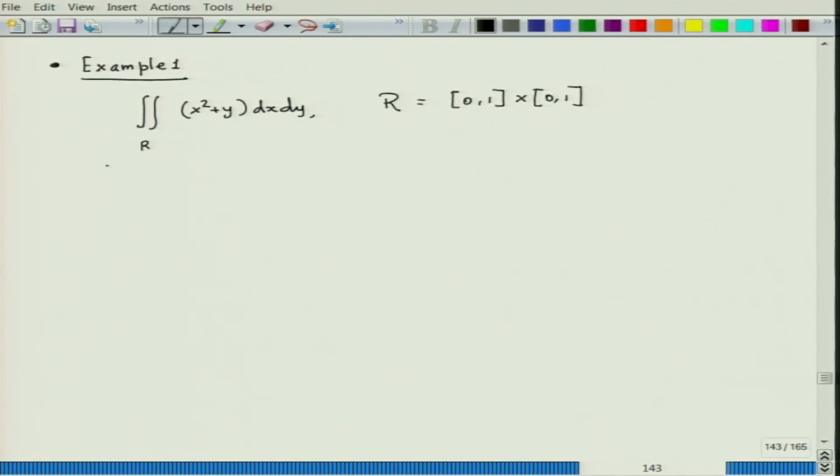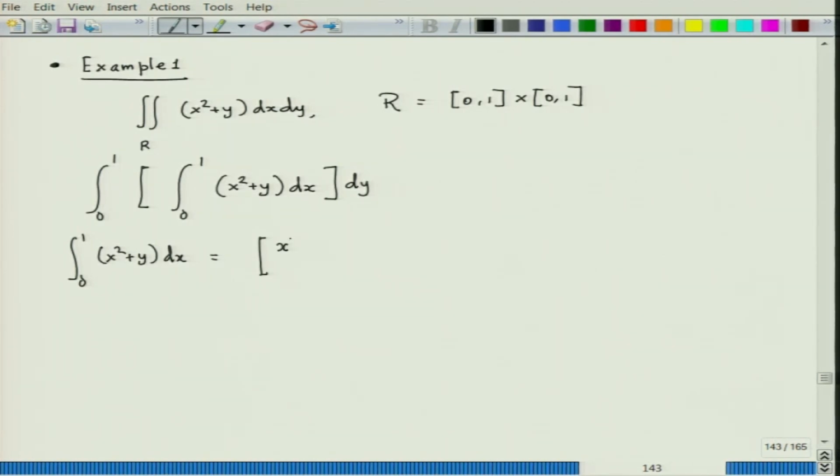So, let me compute the iterated integral from 0 to 1 of the integral from 0 to 1 of (x squared plus y) dx, into dy. Let us see what happens to this inner one, the integral from 0 to 1 of (x squared plus y) dx. It becomes x cubed by 3 plus yx from 0 to 1. When you put in 0 and 1, it is basically 1/3 plus y.